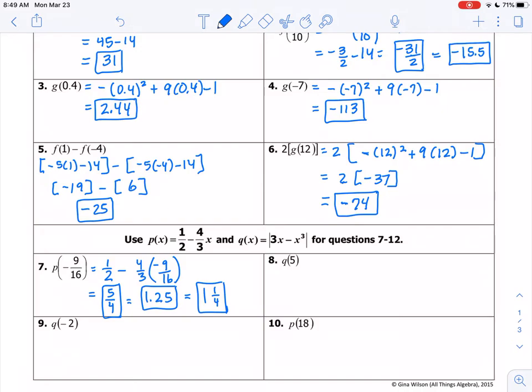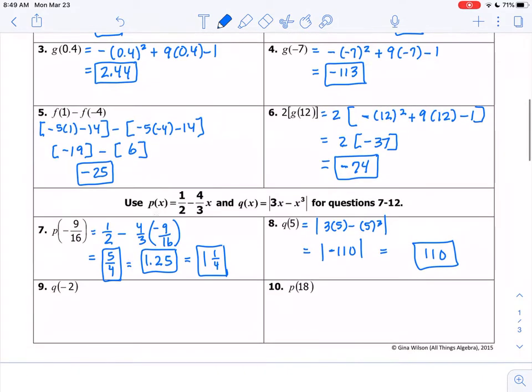On number 8, if we plug in 5 in the Q function, this is the absolute value symbol, so you have to solve what's inside it first and then take the absolute value of it. So that gives us the absolute value of a negative 110, and that's 110, because remember absolute value is always positive.